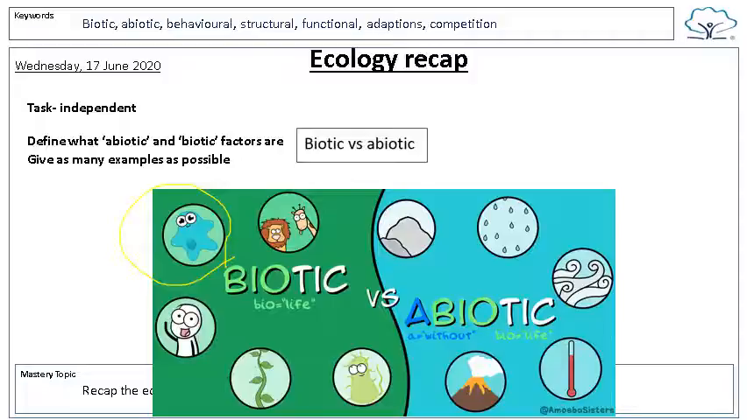So a biotic factor is a living part of an environment. So we've already said pathogens, predators, human interference, so for example hunting, plant life, competition are all examples of biotic factors. So moving over to the right hand side, an abiotic factor is a non-living part of an environment. So you need to be thinking about the weather, temperature, the amount of water, the pH of soil, for example.